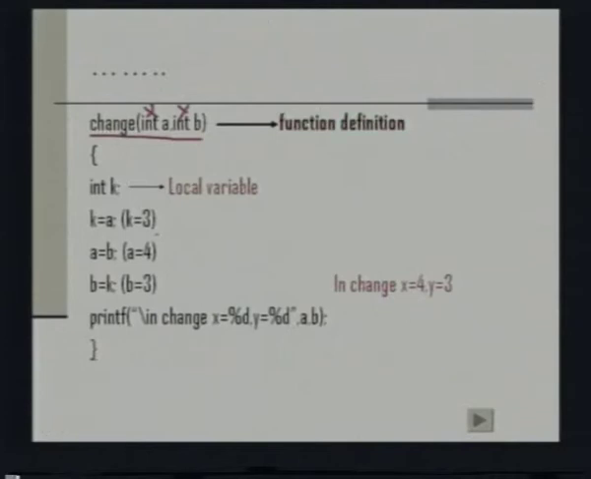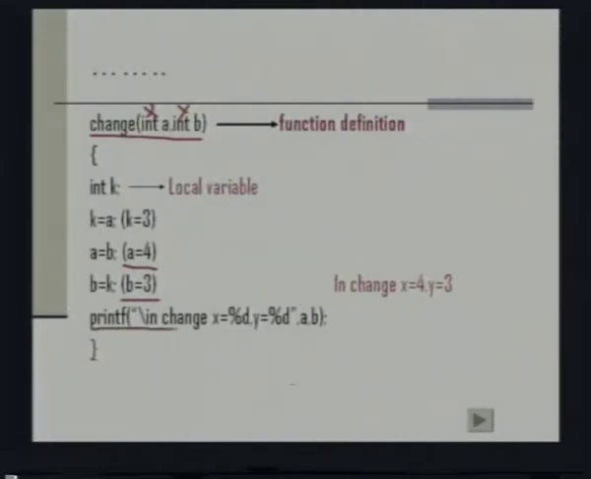Here I am having this integer k, which is a local variable. I want to interchange the values, so this is the logic for interchanging. The value of A is sent to k, B is sent to A, and again the value of k I am copying to B. In this way, the value of A is changed to 4 and the value of B is changed to 3. So the values have been interchanged over here.